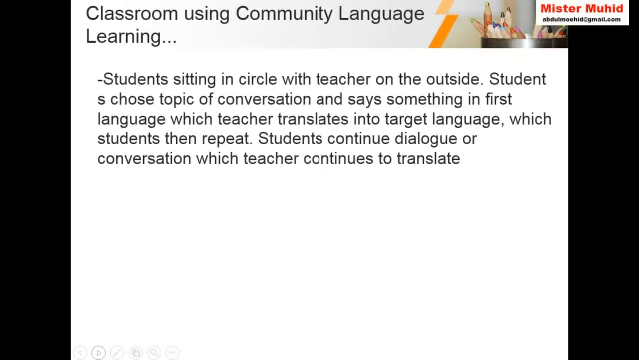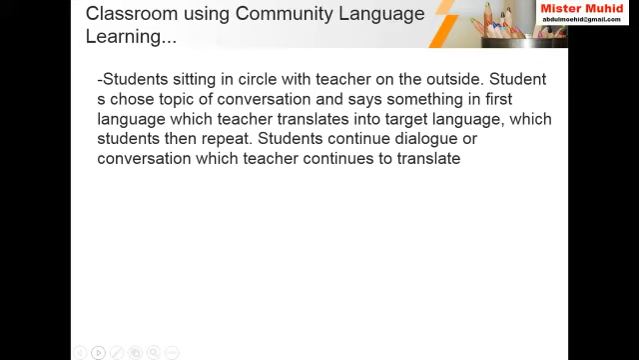Okay, what is the situation of the classroom using CLL? Students sit in a circle with the teacher outside. A student chooses a topic for conversation and says something in the first language, which the teacher translates into the target language. If they cannot speak the target language, they can use their own language first. Then the student repeats, and students continue the dialogue or conversation with the teacher continuing to translate. Is it possible to translate?